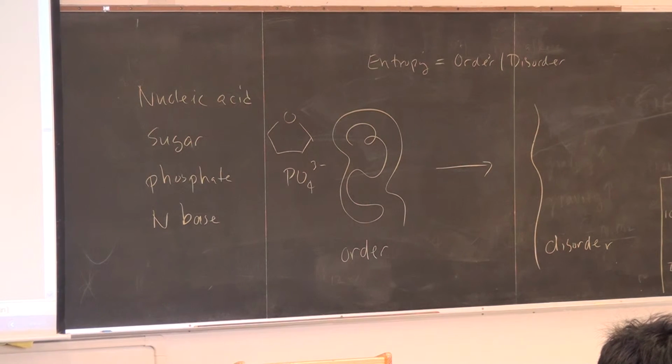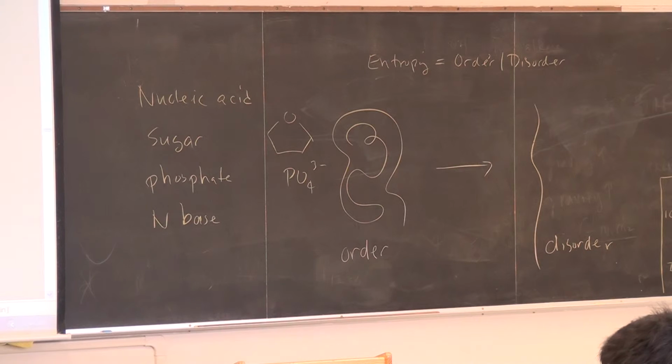Enthalpy has to do with delta H, the change in enthalpy. And we talked about bonds breaking and bonds forming. So when a bond breaks, is delta H going to be greater than zero or less than zero? Yeah, so when bonds break, delta H is greater than zero. When bonds form, delta H is less than zero.